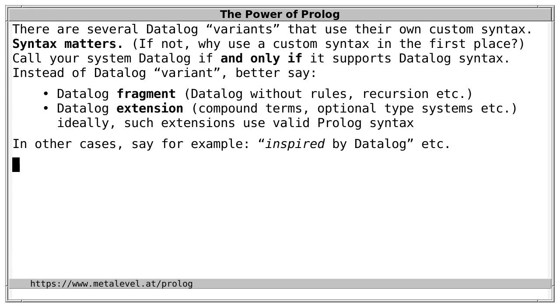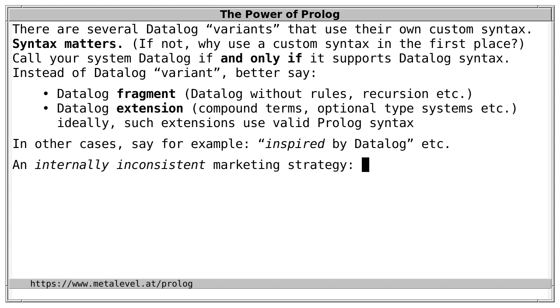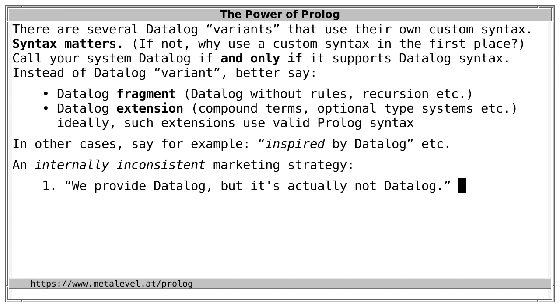And another tip for marketing a Datalog system: make the marketing at least internally consistent. What do I mean by that? Well, let's consider an internally inconsistent marketing strategy. First, we provide a Datalog system, but it's actually not Datalog. So this is already internally inconsistent, in the sense that the statements contradict each other. You either provide Datalog or you don't. They can't both be true.